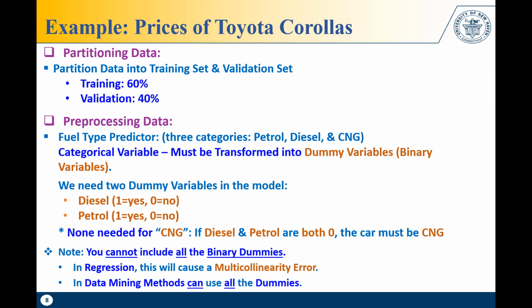We don't need to define dummy variables for CNG because if diesel and petrol are both 0, the car must be CNG. So remember, we cannot include all the binary or dummy variables for the regression because this will cause a multi-collinearity error, but it's not a problem for the data mining.